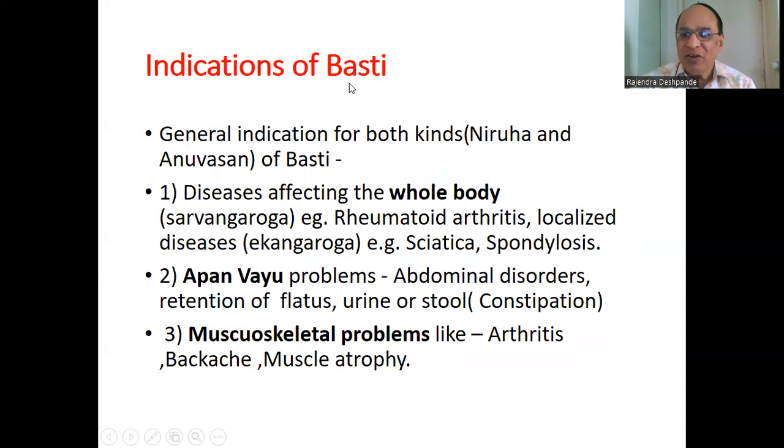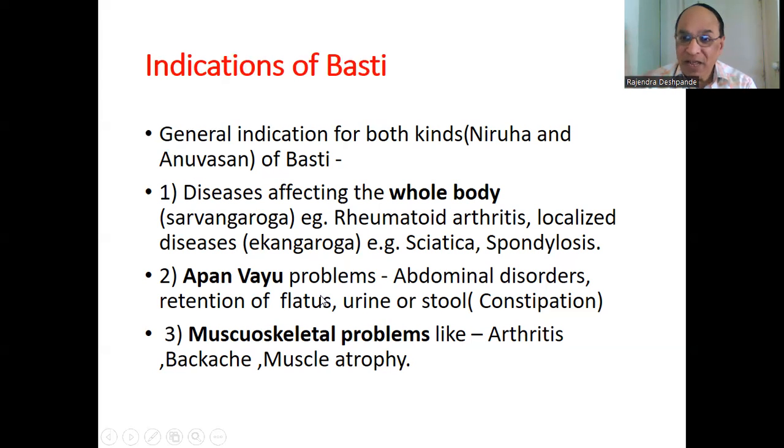Next, indications of Basti. General indication of both the kinds, Niruha and Anuvasana Basti. Diseases affecting the whole body, Sarvangagata Vata roga, whole body, then Basti is useful. For example, rheumatoid arthritis, this is an autoimmune disease. Localized diseases, ekangagata, for example sciatica, spondylosis. These are restricted to a particular part of the body. So anywhere there is a pain, Vata dosha will be there, and Basti treatment is the best treatment.